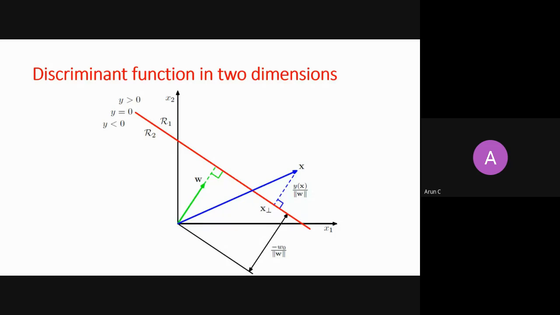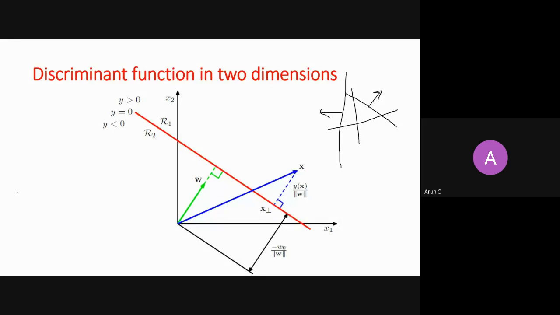Vector from the origin? No. Weight of the features? No. W cannot be the weight of the features. W will tell you the orientation of a hyperplane. If this is your hyperplane, then W is this. If you change your W, let's say this is your W, then the hyperplane is this. It is always orthogonal to the hyperplane.